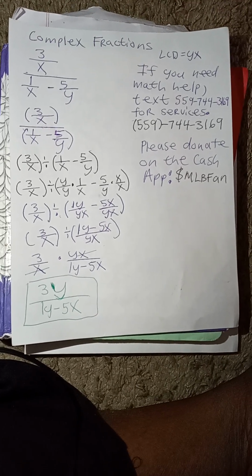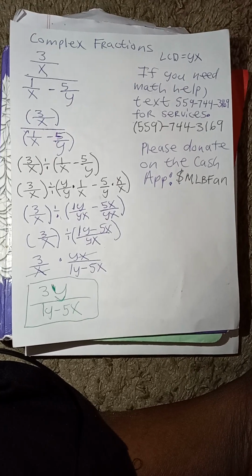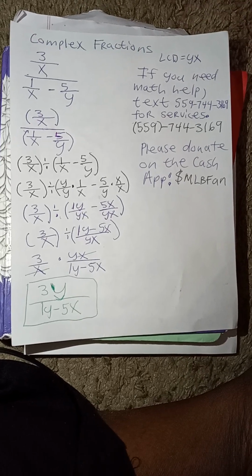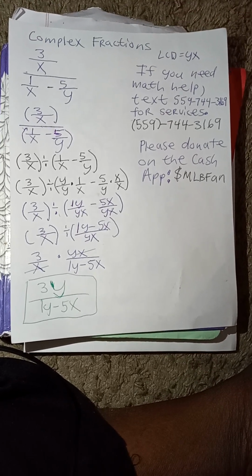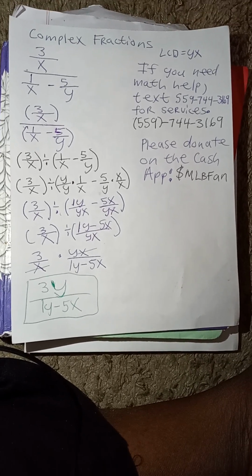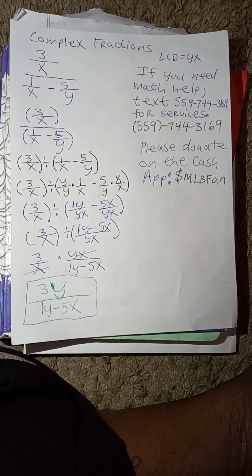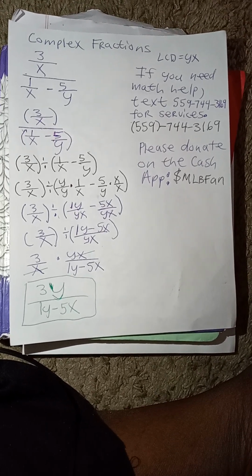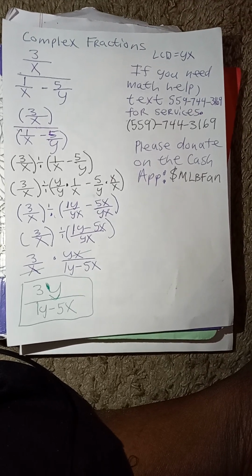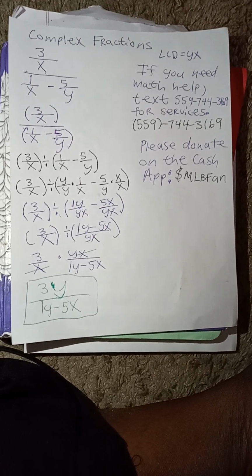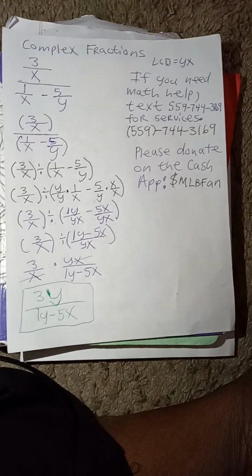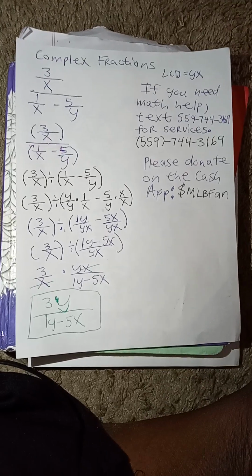Now we need to get a common denominator for the denominator there in the form of the least common denominator. The least common denominator is yx. So that means in the denominator, we start off multiplying y divided by y times 1 divided by x, because the x is missing a y in the denominator, and then minus 5 divided by y, and this side we want to multiply by x divided by x because we are missing an x in the denominator.